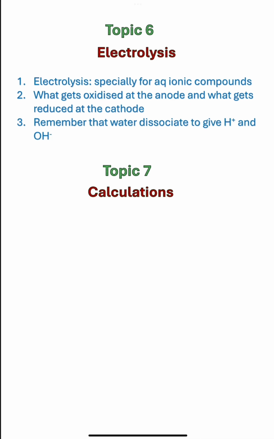Remember that water will dissociate to give hydrogen ion and hydroxide ion. This is a very common question in the exam, by the way. Sometimes they ask you about the extraction of aluminium from aluminium oxide, using molten aluminium oxide as a mixture with cryolite. And they might ask you to write the half ionic equation as well for the oxidation and reduction at the cathode and the anode.